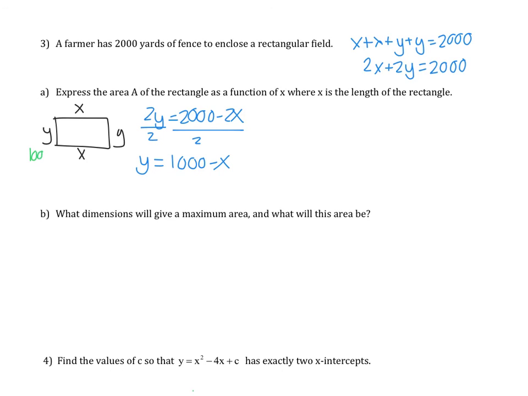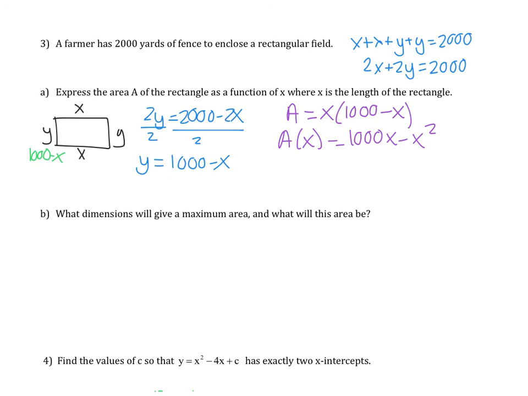So now when I'm looking at my rectangle, I can think of this all in terms of one variable, which is usually very helpful. Alright, so question A says express the area A of the rectangle as a function of x, where x is the length of the rectangle. So this is good that we already solved for y. So our area, remember area formula is length times width. In my rectangle over here, it's just x times 1,000 minus x. So as a function of x, I should write A of x is 1,000x minus x squared.